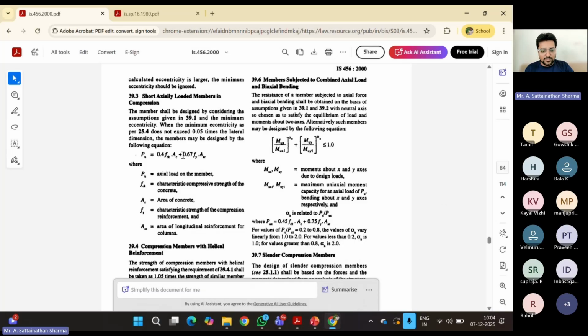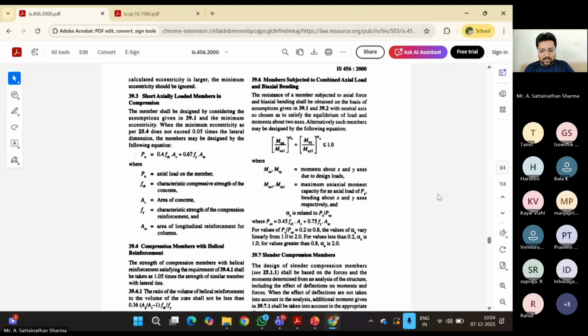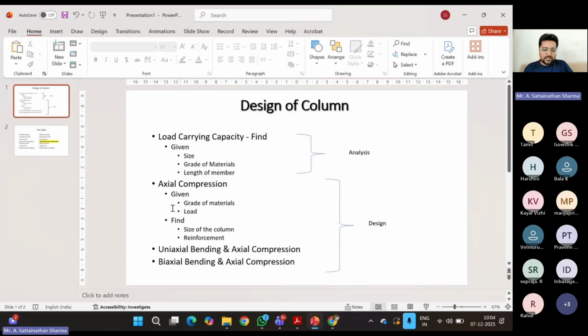The only thing you have to calculate here is, from AG, you are supposed to calculate AC and AAC. I'll show a problem, and you will understand very clearly what it is. So the procedure is only one formula. Just use this formula and find out the answer. That's all. Very simple. Moving on with the design problem.